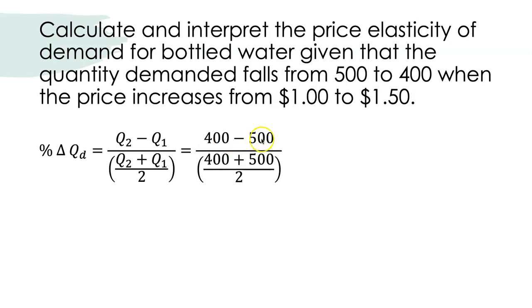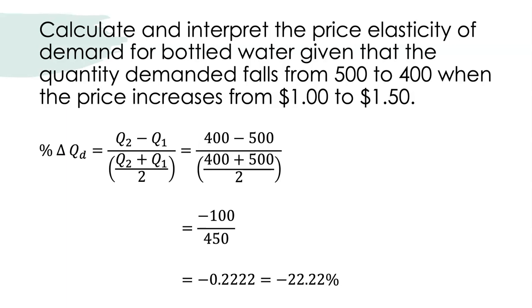So we have 400 minus 500 over the average. So it's 400 plus 500 divided by 2. That gives us negative 100 divided by 450. And when we do this division, we get negative 0.2222. Now, I like to use 4 decimal places because when we convert this to a percentage by multiplying by 100, we still have 2 decimals. So multiply by 100 to get the percentage, and it's negative 22.22%. So our percentage change in quantity demanded is negative 22.22%, meaning that quantity demanded has fallen by 22.22%.